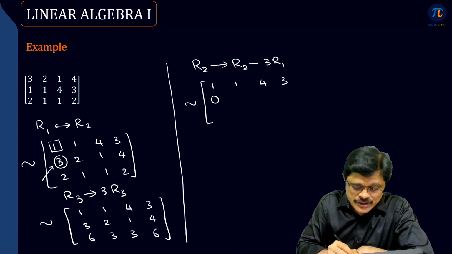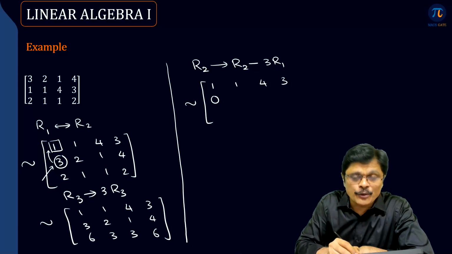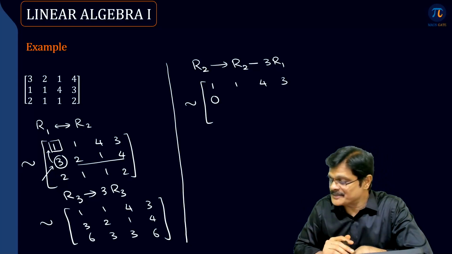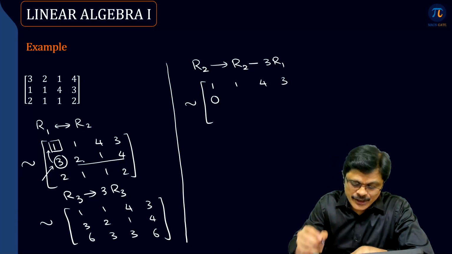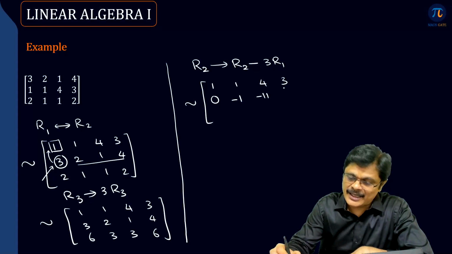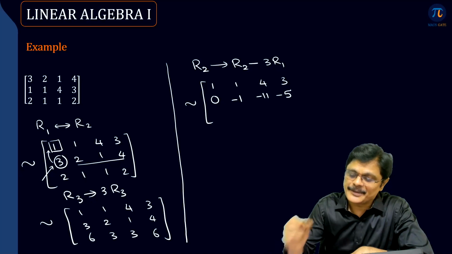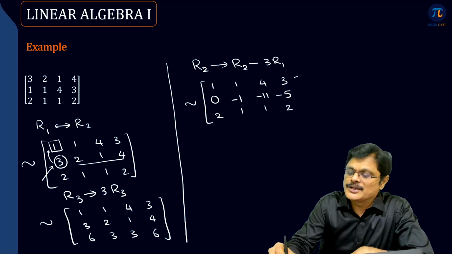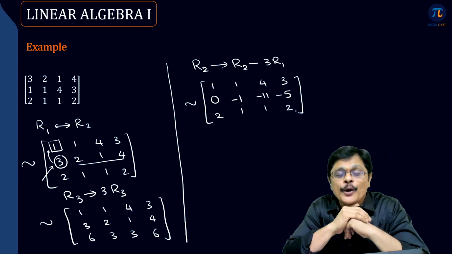Please be careful. Most people do this operation only for this element and leave the rest as it is. That is the biggest blunder. Now what happens? 2 minus 3 is minus 1. 1 minus 12 is minus 11. 4 minus 9 is minus 5. The third row we are not doing anything. So these are the elementary row operations.